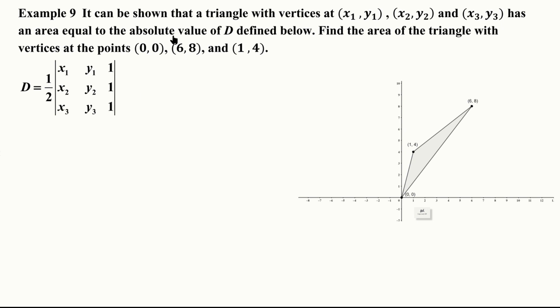Now, do be careful. You have to take the absolute value of what this is. If this turns out to be a negative number, you can just take the absolute value and that will still generate the area. So here we have 1/2 times this determinant. So we're going to put 0 and 0 for the x1, y1, and then 1. For x2, y2, we're going to use 6 and 8. x3, y3, we're going to use 1, 4, and then 1.